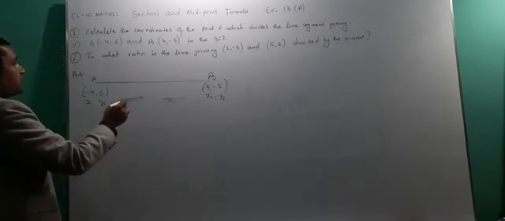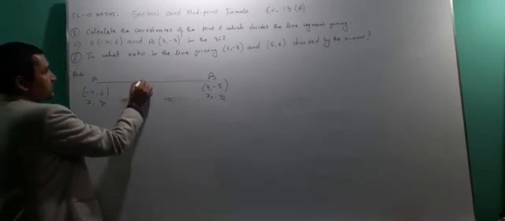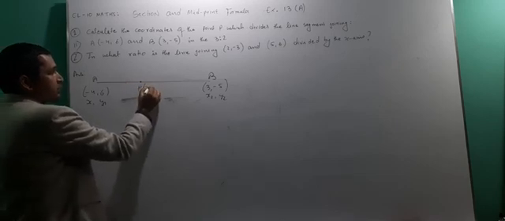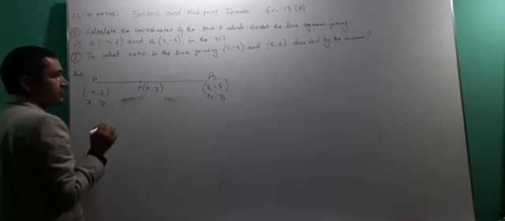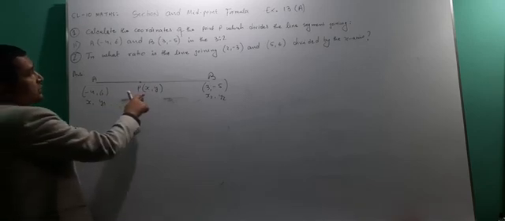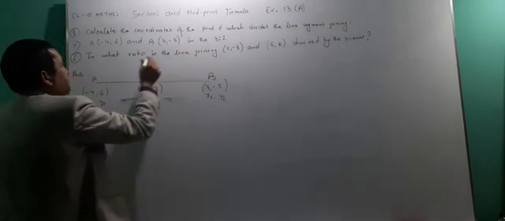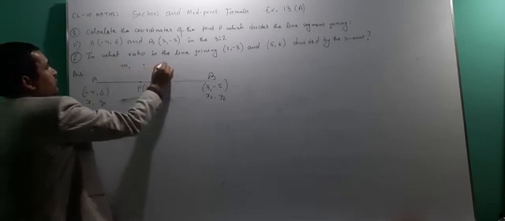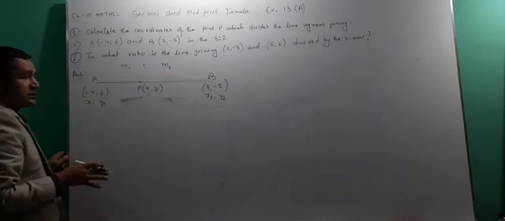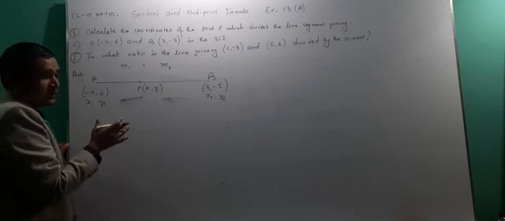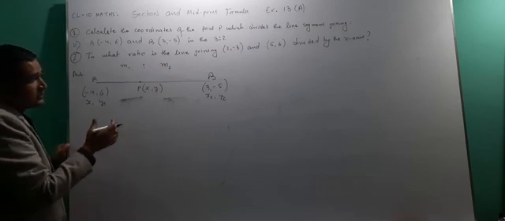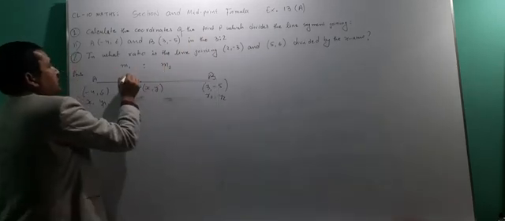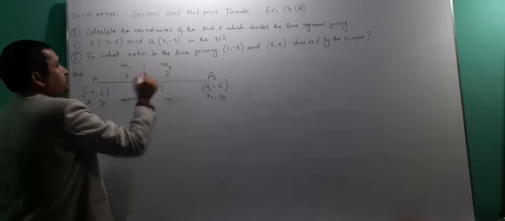Now P divides this line, so we mark it somewhere here, and this dividing point is always marked by x and y. The question asks to find the coordinates of this point. The ratio is given as m1 is to m2, that is, 3 is to 2. Draw this rough sketch, and then we can form the formula easily and solve the question.